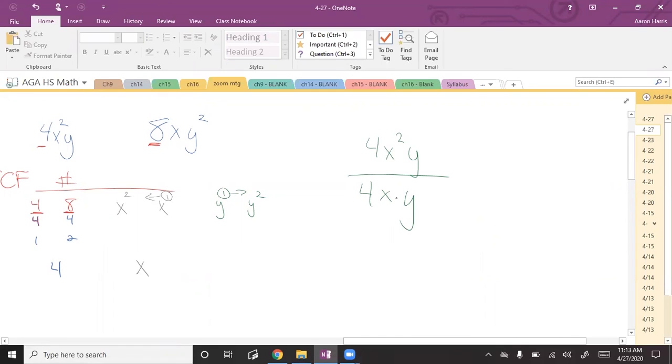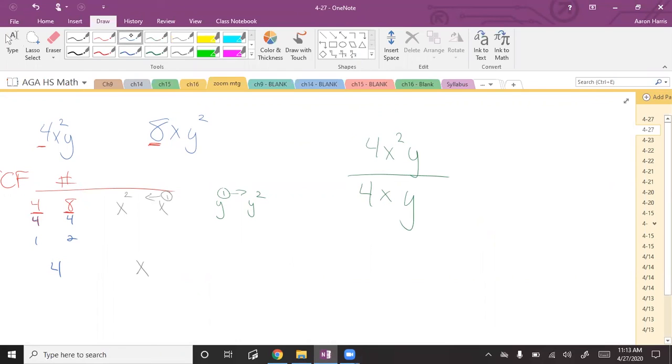Since that is my GCF, when I divide, I need to get a whole number. So 4 divided by 4, 1. x squared divided by x to the first power. That means x, 2 minus 1. I get x. y divided by y is what? 1. So therefore, 1 times x times 1 is just x.